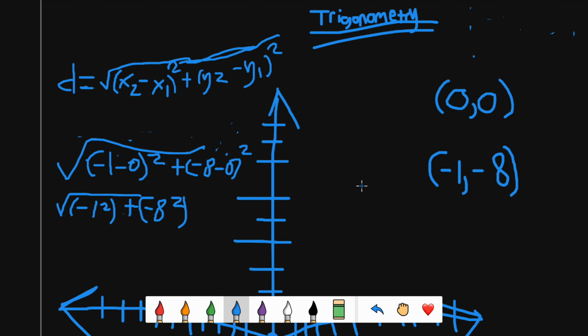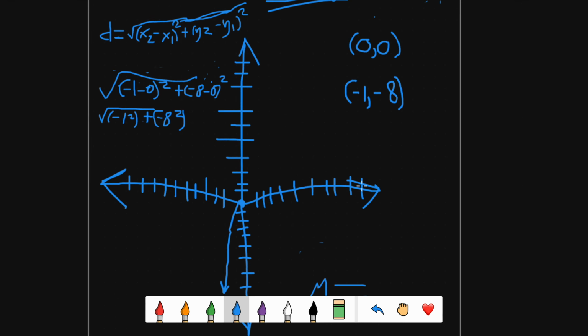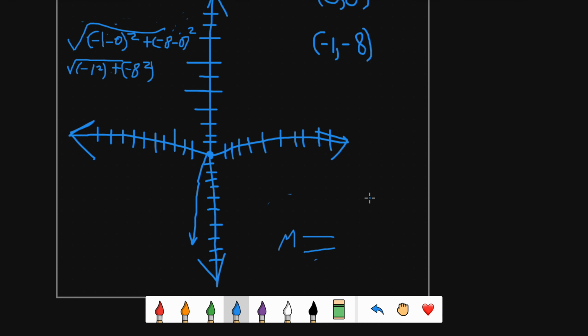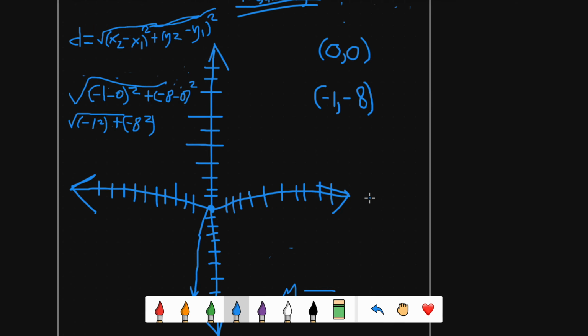So right here, we're going to learn about vectors. Vectors are part of geometry, but vectors are also part of trigonometry. So let's say this arrow is facing at -1, -8, and its initial starting point is 0, 0. So how do you calculate this?